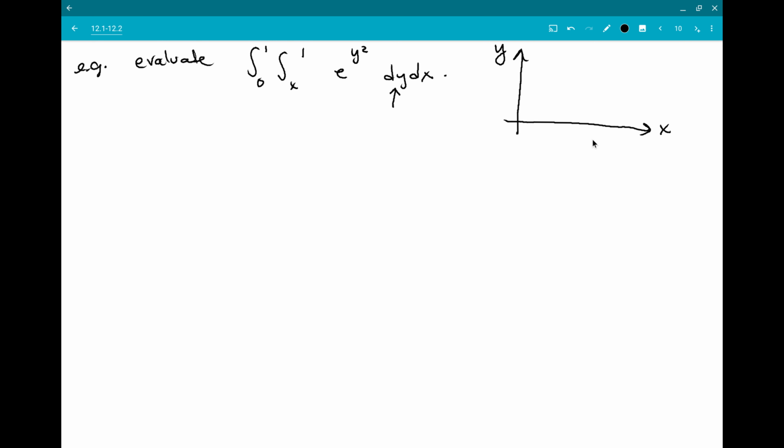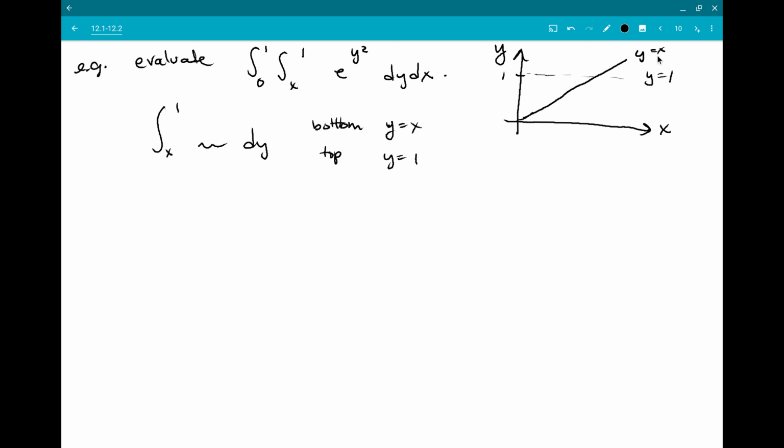So I integrate with respect to y first, and that goes from y equals x up to y equals 1. Actually, let me write that out. The bottom is y equals x, and the top is y equals 1. So I go up to maximum height here, y equals 1. And then my bottom is this line right here, y equals x.